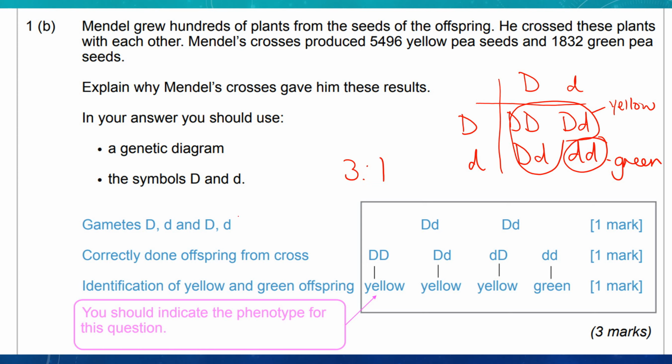So make sure that you've got the gametes, capital D, little d, capital D, little d, so here and here. Correctly done the offspring from the cross, so correctly filled in this bit for the second mark. And identification of yellow and green, it's fine to circle them like this. You should indicate the phenotype, which is the description of the colour.